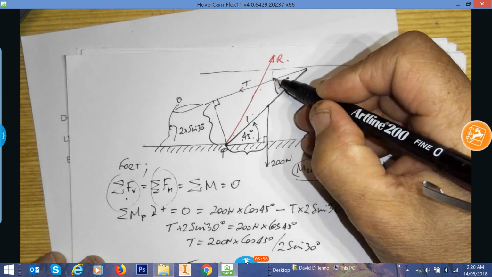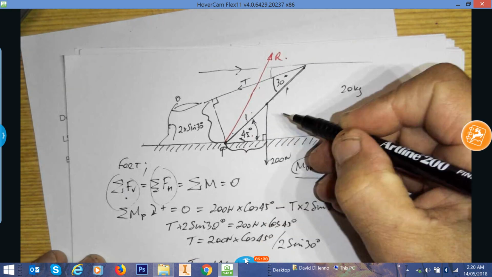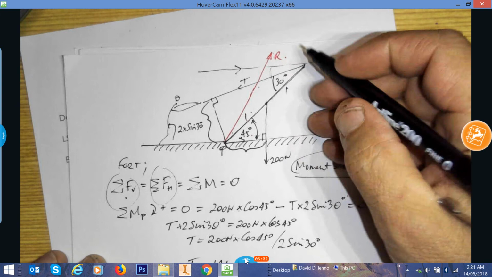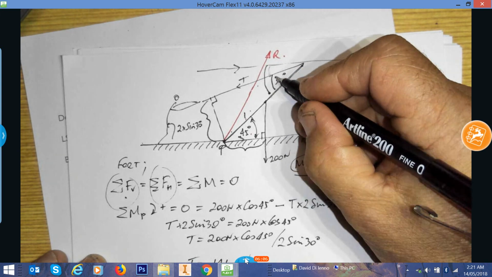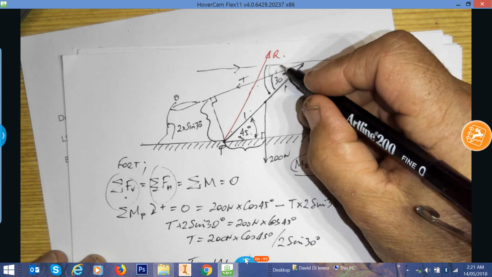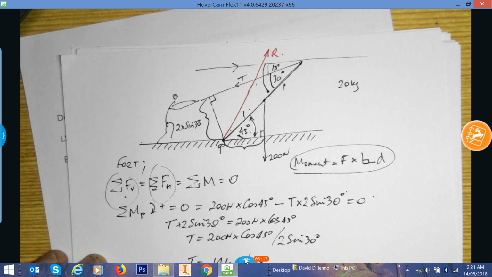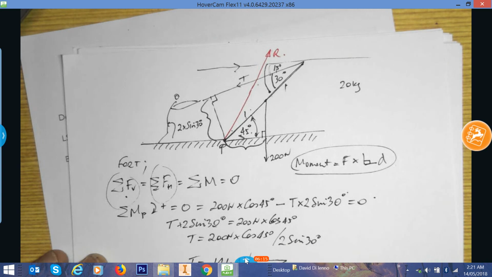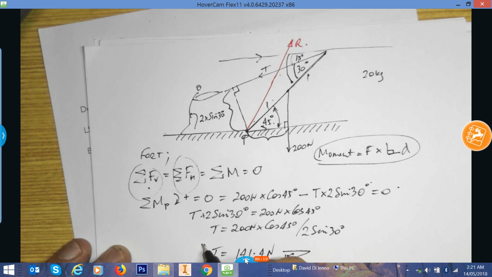What is this angle? Well, if this is 45 degrees and these two lines are parallel, then this overall angle here will also be 45 degrees. Now that's 30, so the difference between the 45 and the 30 is 15 degrees, and that'll be 15 degrees in there. So it's going to be acting like this at 15 degrees to the horizontal. So there's the answer for T, analytically.